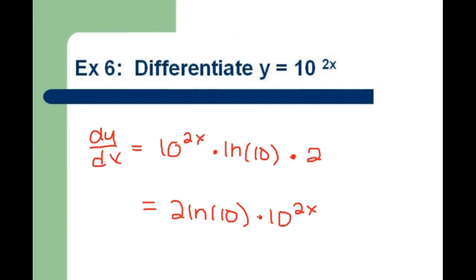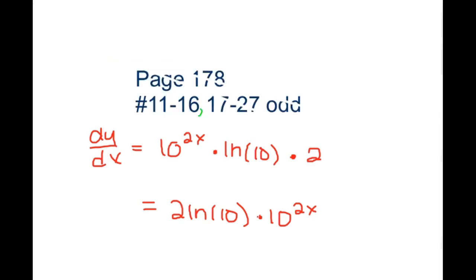Okay, so your homework tonight is a continuation of the homework from yesterday in our textbook. We are moving over to 11 to 16 and 17 to 27 odd. So that's why I told you didn't have to turn in the 1 to 10 yesterday, because eventually we're going to go over all of the homework from page 178 at once.